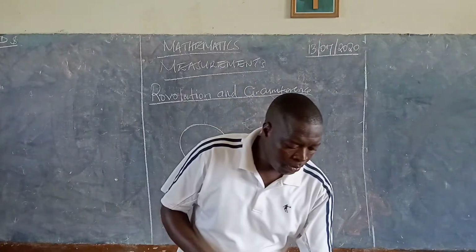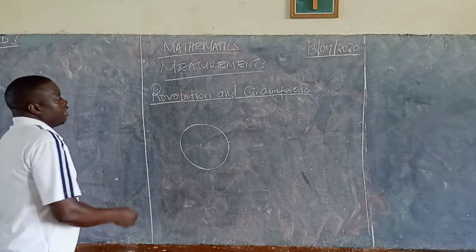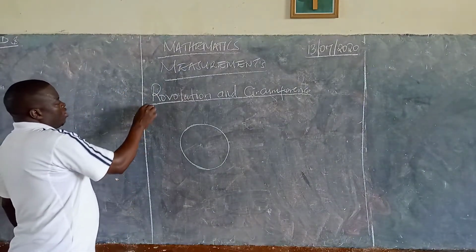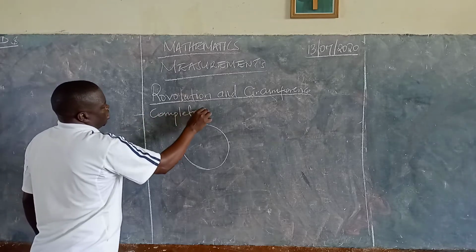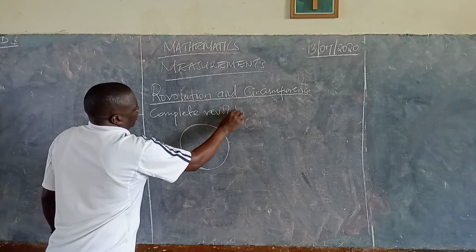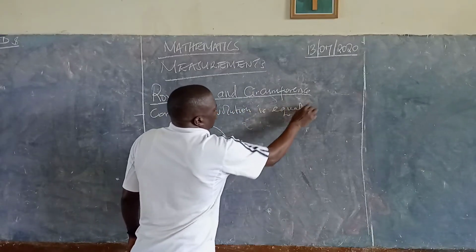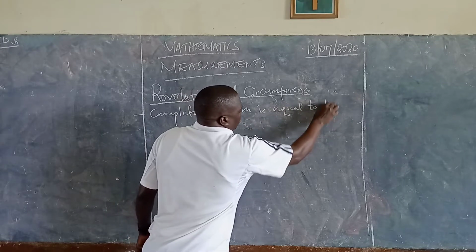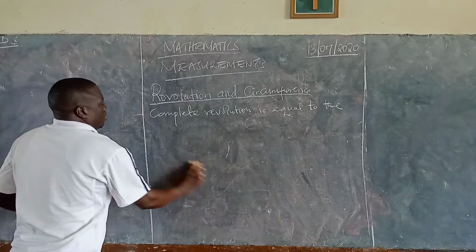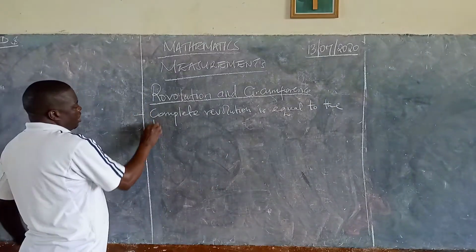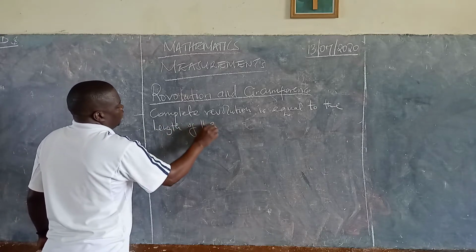So we are saying that one revolution is equal to the length of the circumference. So we can say a complete revolution is equal to the length of the circumference.